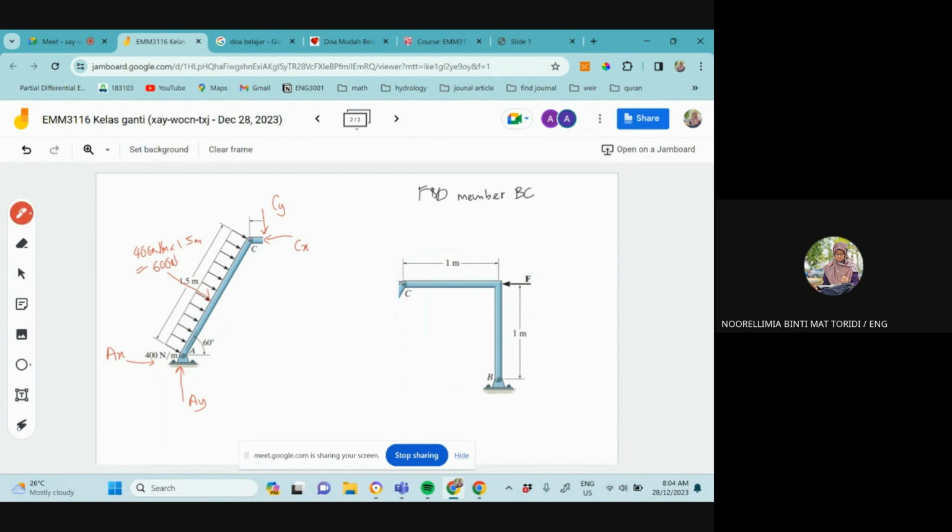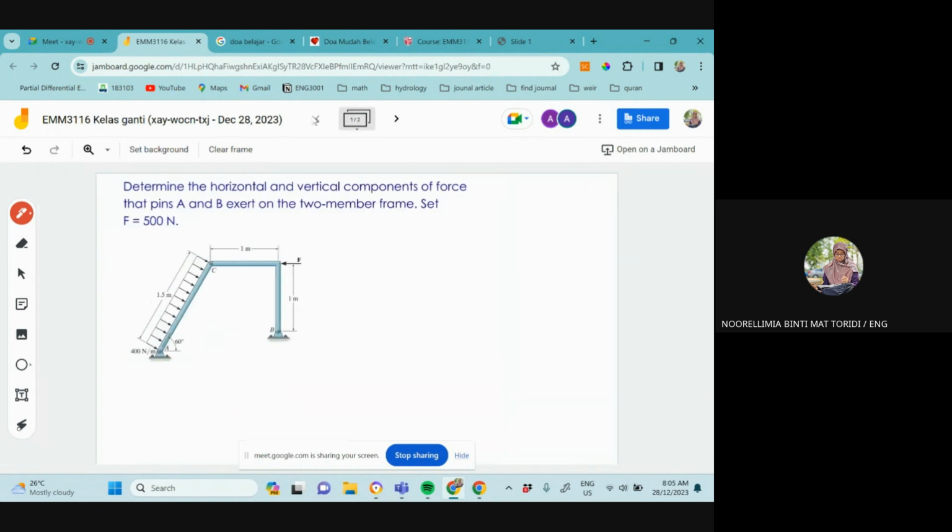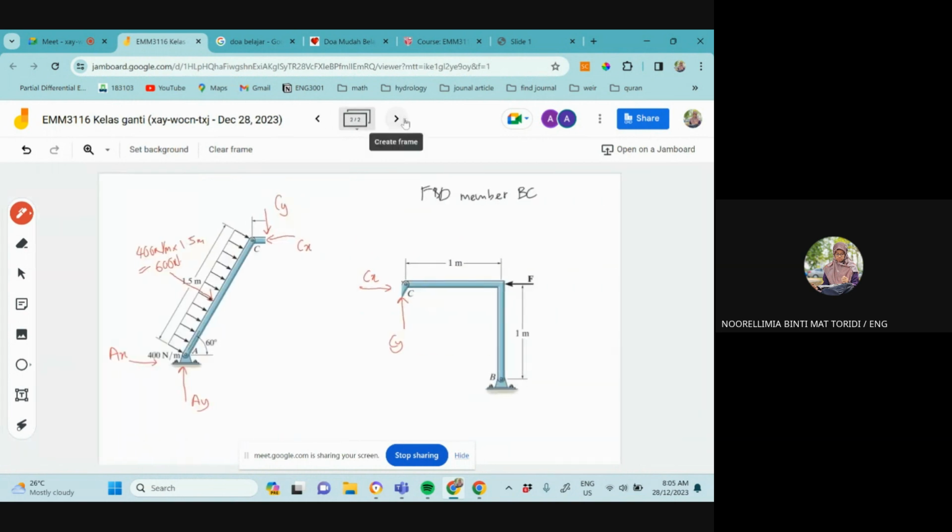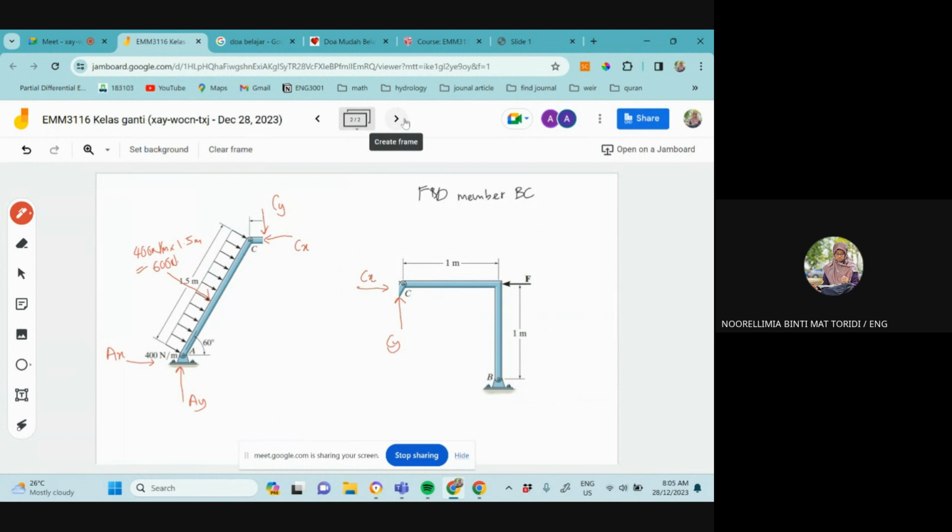we have the opposite of the previous one. So this one will be CX. This one will be CY. And in the question there is no weight, since it doesn't give the mass for every member. And then we have the force F here, which is equal to 500 Newton.